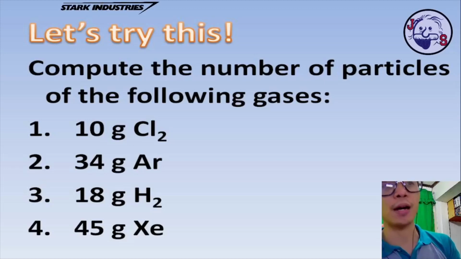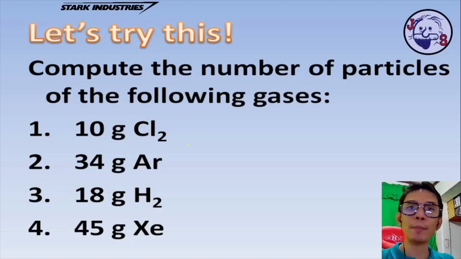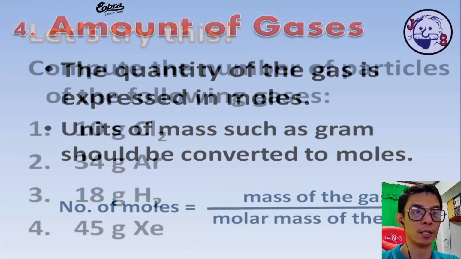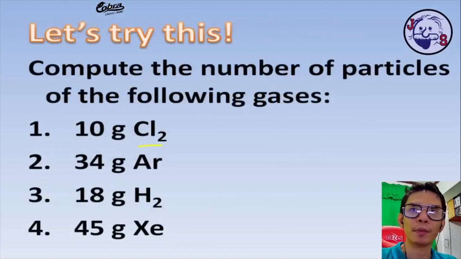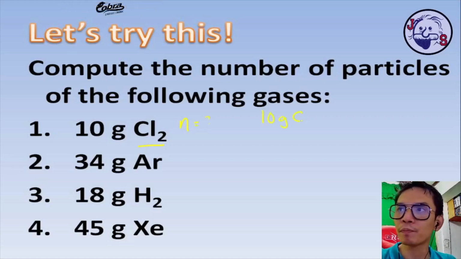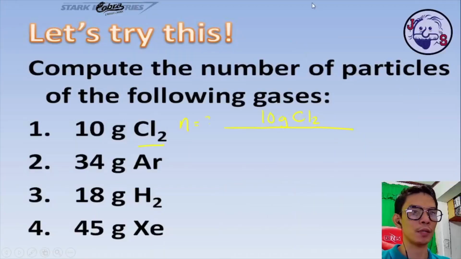We have the formula from earlier: the mass of the gas divided by the molar mass of the gas. Here we have the chlorine. The symbol of number of moles is n. So, what is the number of moles here? We have 10 grams of chlorine and the molar mass of that gas. Let's use the periodic table in order to find out the molar mass of this gas.